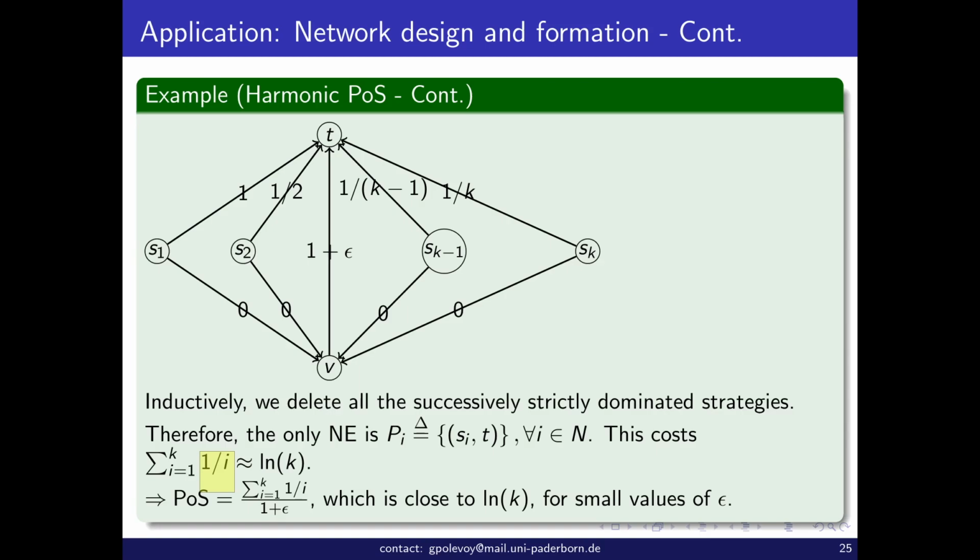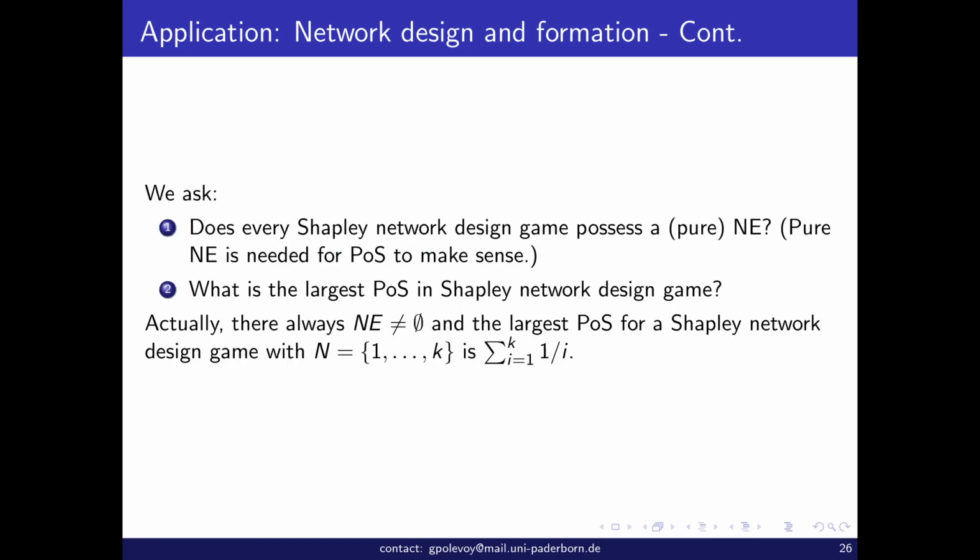So the price of stability is this sum, it's called the k-th harmonic number, divided by the optimum, which, as we have mentioned, is 1 plus epsilon, where everyone just goes through V. So that's approximately logarithm when epsilon is very small. So here the best equilibrium is already quite far from the optimum.